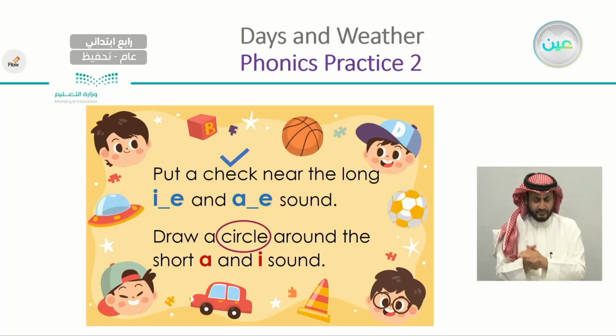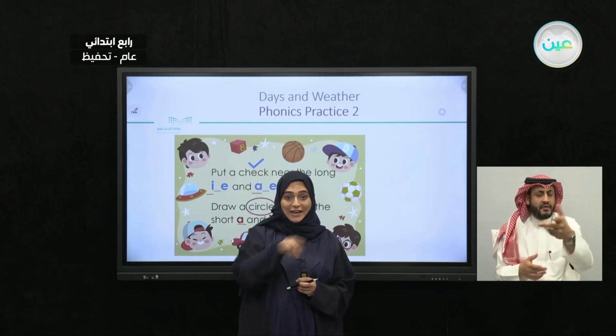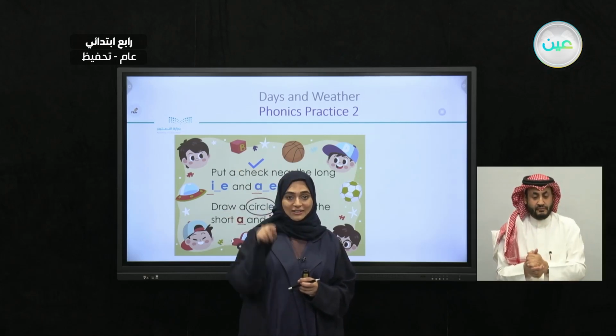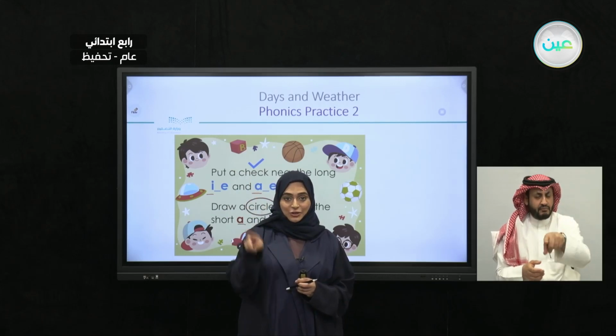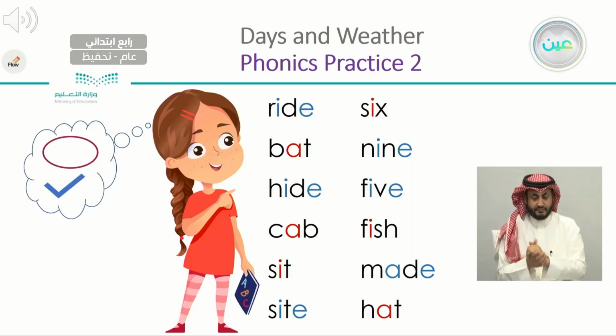Now let's continue. Now put a check near the long I and the long A and draw a circle around the short A and the short I. Now this isn't in your book, but I want you to look at me. Where do we put a check and when do we draw a circle? Can you do it in the air? Okay, look at me. Check. Do that in the air. Circle. Circle the short vowels and put a check near the long vowels. Ready? Let's listen together.